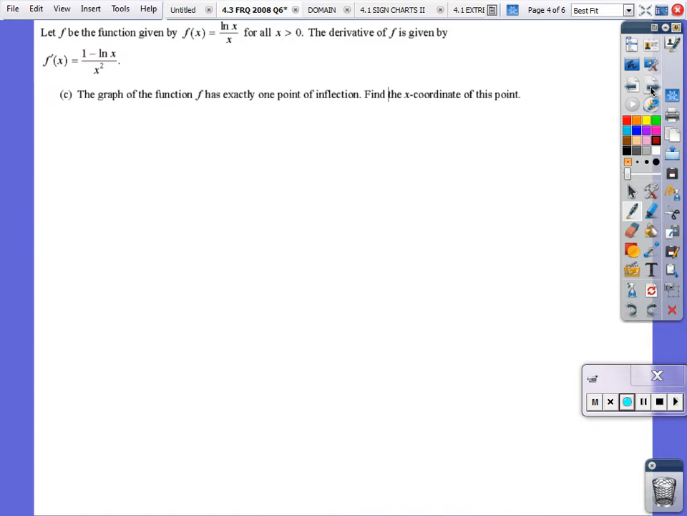Part C. The graph of the function has exactly one point of inflection. Find the x-coordinate. So a point of inflection has a two-part definition. One part is f double prime equals 0 or undefined, and the second part is that f double prime changes sign.